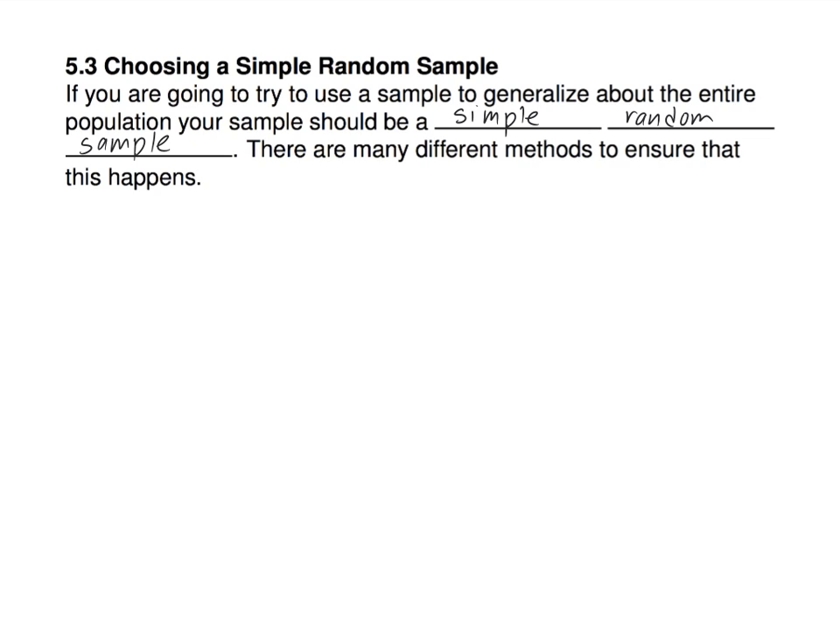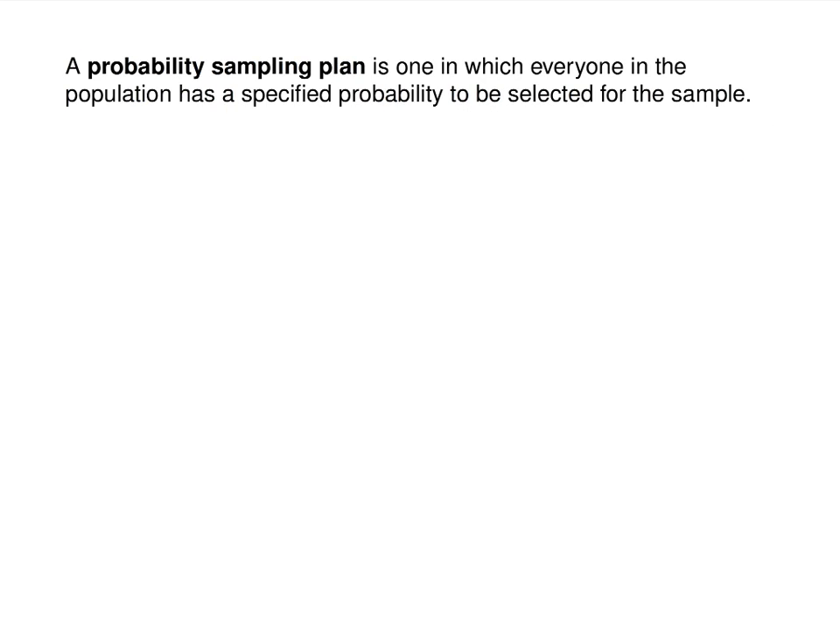And there are lots of different methods to ensure that this happens, and we're going to talk about different sampling plans that give you a random sample. So that plan is called your probability sampling plan. It's one in which everybody in the population has some specified probability to be selected for the sample. So let's talk about a few of those.